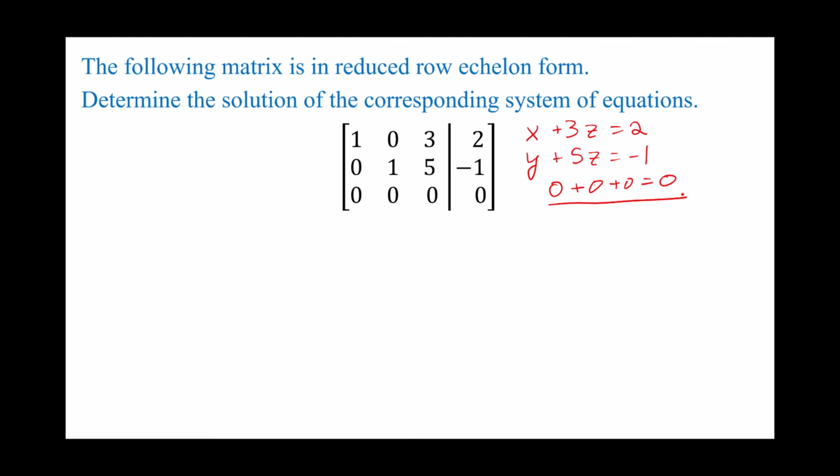This is a dependent system of equations because we only have really 2 equations, but we have 3 unknowns. So if I want to write the solution in terms of z, then in the first equation, I will solve for x, and I get x equals 2 minus 3z. So now x is in terms of z. And in the second equation, I can solve for y, and I get y equals -1 minus 5z. So now y is in terms of z with no x in there. So my solution as an ordered triple will be (2 minus 3z, -1 minus 5z, z). And there is the solution to this system of equations.